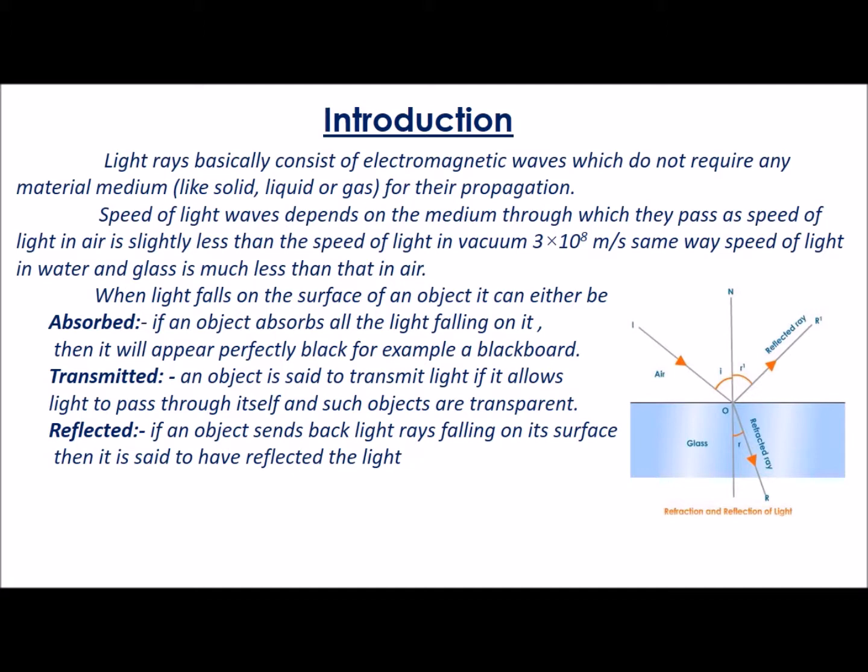When light falls on the surface of an object, it can either be absorbed. If an object absorbs all the light falling on it, then it will appear perfectly black, for example a blackboard. Transmitted. An object is said to transmit light if it allows light to pass through itself, and such objects are transparent. Reflected. If an object sends back light rays falling on its surface, then it is said to have reflected the light.